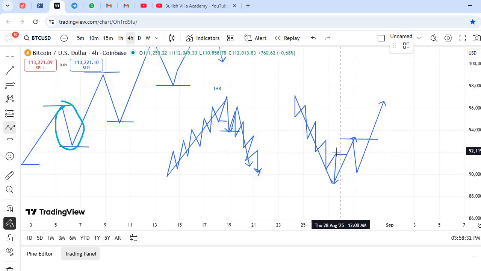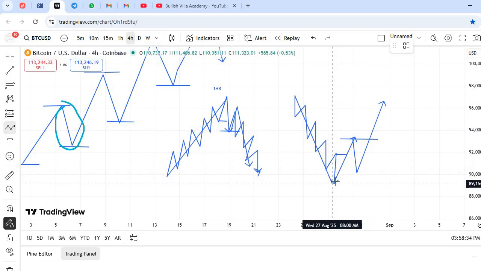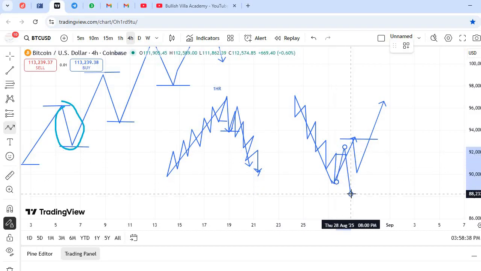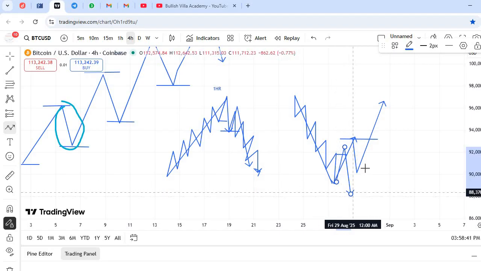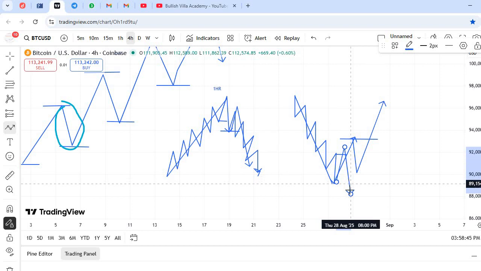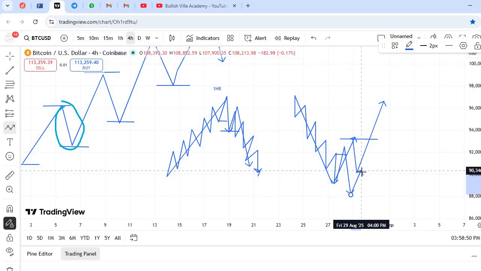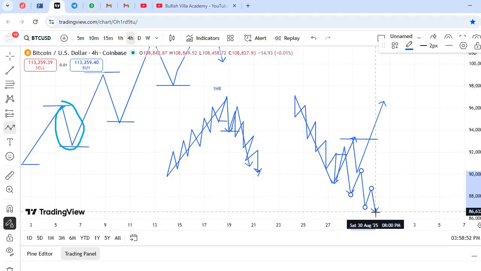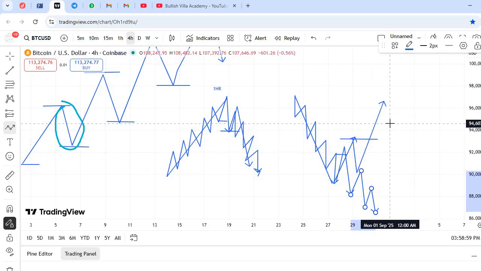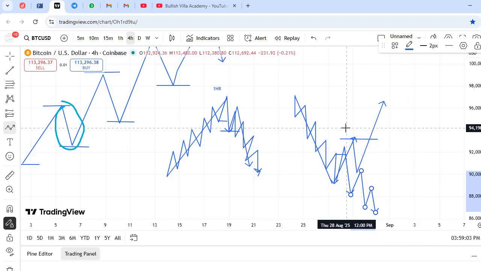Now listen attentively. This last high can be taken out, and yet price will still come down to take out this low and continue the downward trend. Yes, we can have this also, but this is going to be an advanced class. This is the class I used to take during my mentorship for my students. So I'm not going to be revealing that here.